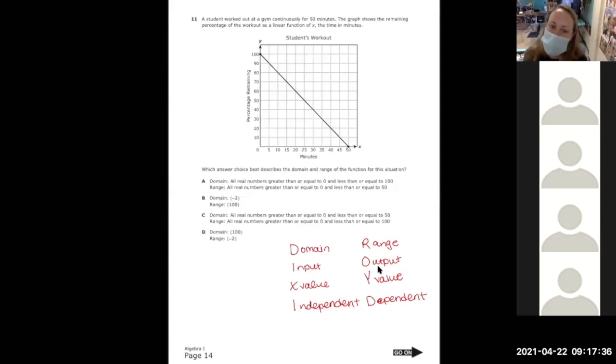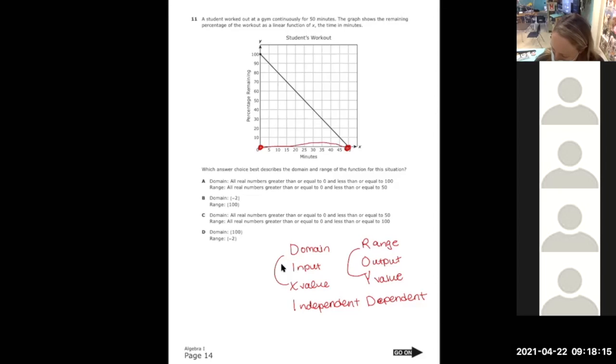If you guys remember from yesterday, we talked about DIXIE ROID, okay? That stands for domain, input, X value, and independent go with the domain. Range is output, Y value, or dependent. Okay, so domain is X, range is Y. When we're describing the domain and range, we're talking about all of the numbers that are included in the graph for the x-axis and for the y-axis. So on the x-axis, it goes from 0 to 50.